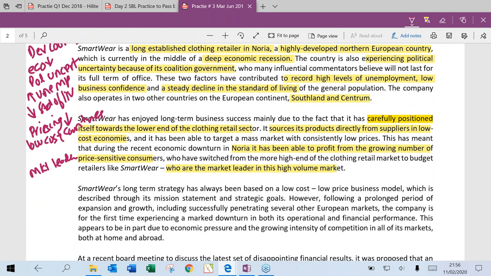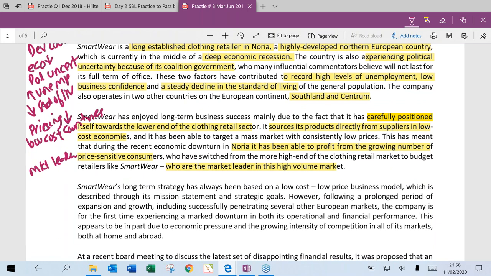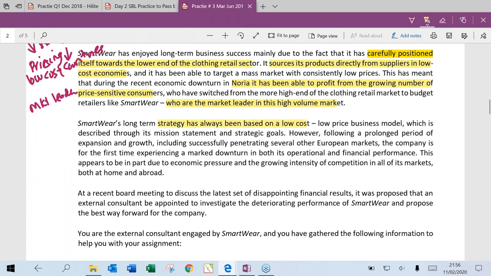What else? Smartware's long-term strategy has always been based on low cost. Very good. Low price business model, low cost, low price business model, which is described through its mission statement and strategic goals. However, following a prolonged period of expansion and growth, including successfully penetrating several other European markets, the company is for the first time experiencing a marked downturn in both its operational and financial performance. Oh my God. First time. Why?